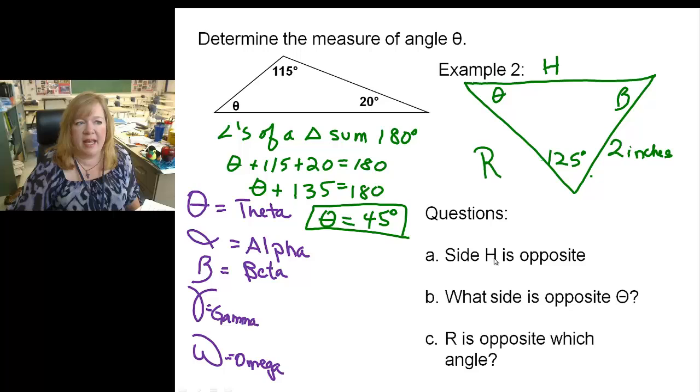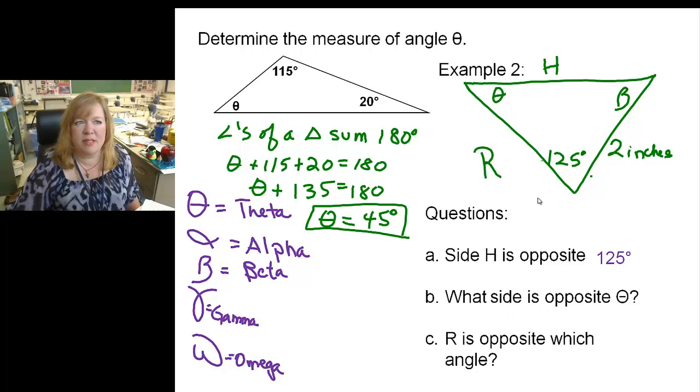It says side H is opposite blank. So which angle? Well, you go straight across from it. You see how 125 is opposite of that angle? A way to tell if a side is opposite of an angle, it should not form a part of the angle in a triangle. So if I look, R and 2 actually form this 125 degrees, but H is across the way from it. So side H is opposite 125 degrees.